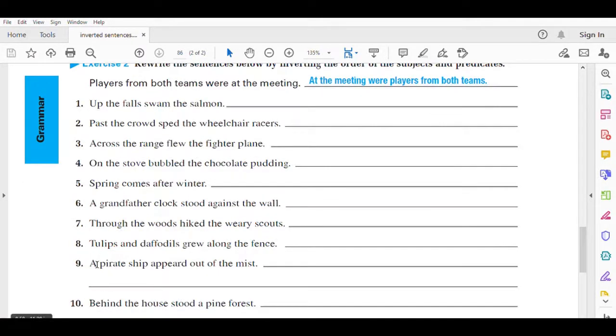One more I'll do with you, just looking at number 9. This one is in regular order, classic order. A pirate ship appeared out of the mist. What appeared out of the mist? The pirate ship. So this one's already in classical order, so you're going to actually invert this one. You might start with here. Out of the mist appeared a pirate ship, rather. So you get to practice doing it both ways.